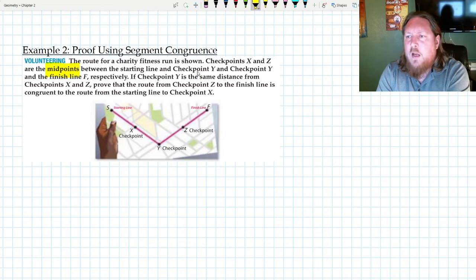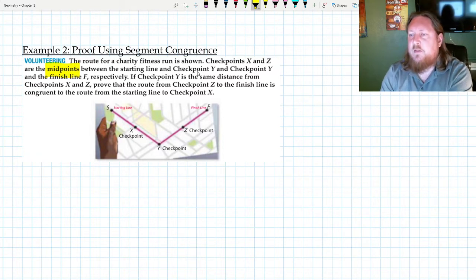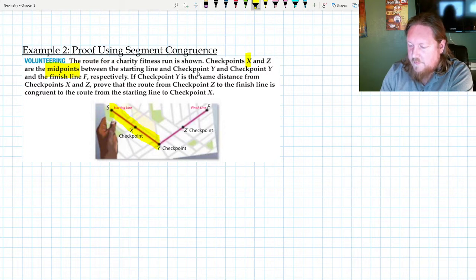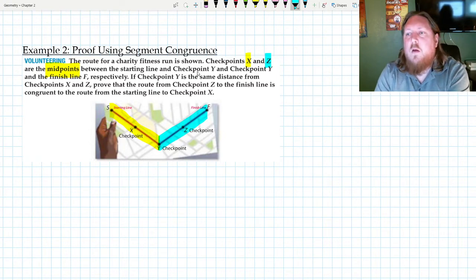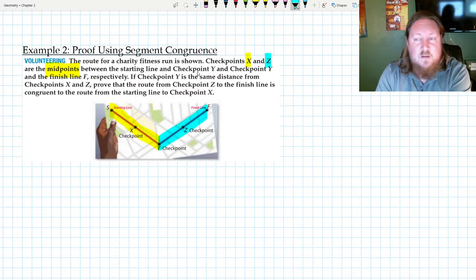Checkpoint Y and the finish line. Oh, okay. I see what it's saying. It's saying X is the midpoint of this section to the left, and Z is the midpoint of the segment to the right. That's what the word respectively means in there. It's referring back to them in the proper order.